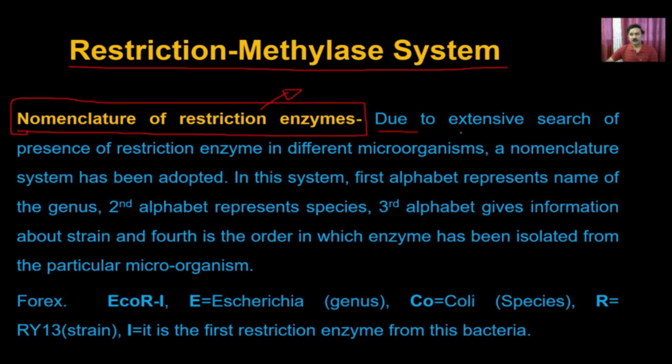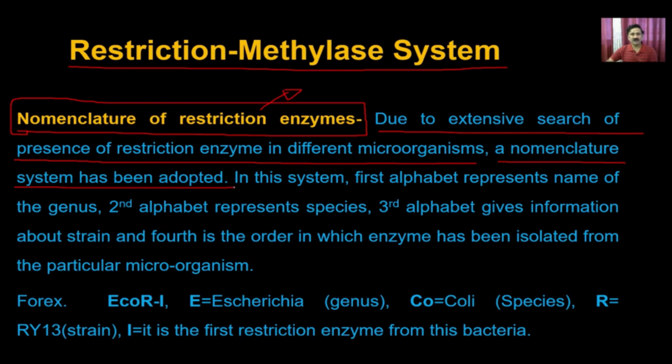So due to the extensive search for the presence of restriction enzymes in different organisms, a nomenclature system has been adopted. In this system, you have 4 letters. For example, in this case, this is the restriction enzyme, the name is EcoRI.